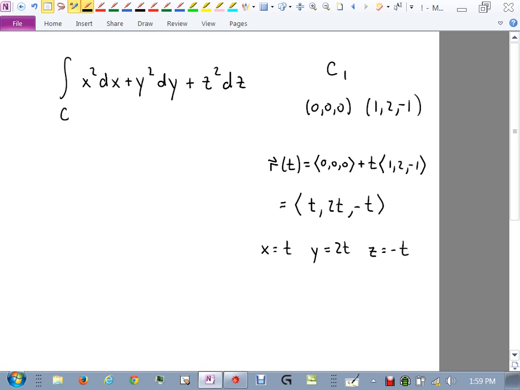So these are my 3 component functions. I need derivatives of all those, don't I? x prime is 1. y prime is 2. z prime is negative 1. t went from where to where? 0, 1, right? Line segment.